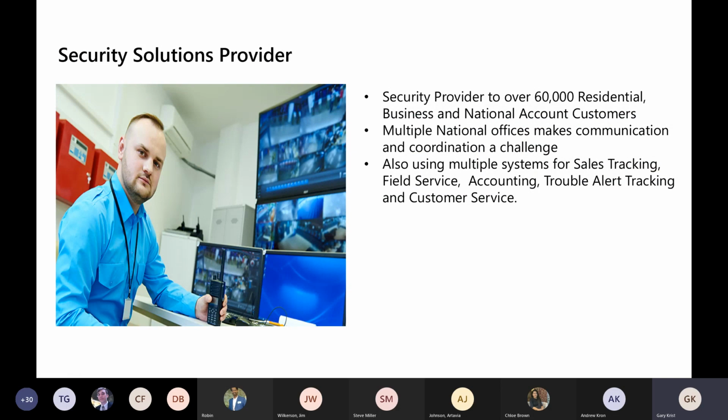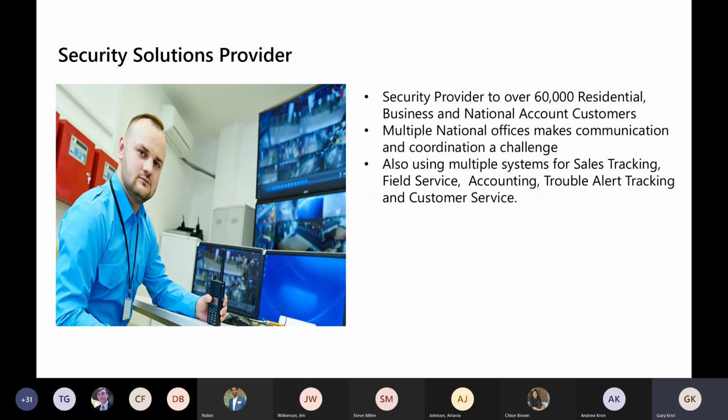They have a system for their sales tracking. They have a field service system for their installations and their equipment support. They have a totally separate system for accounting. And being a security provider, they also have a trouble alert tracking system. Whenever an alarm goes off and calls the police or the fire department, whatever it might be, that gets logged, tracked, and acted upon. And then you have traditional customer service, where people call in for information and requests. So here they're dealing with probably three different systems.